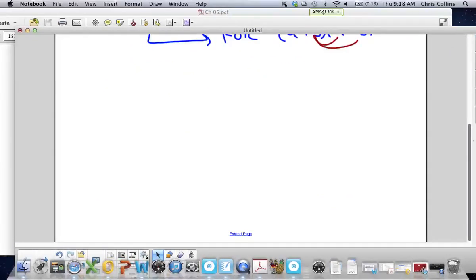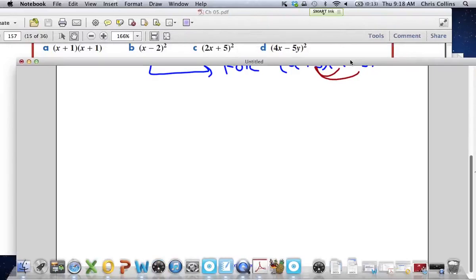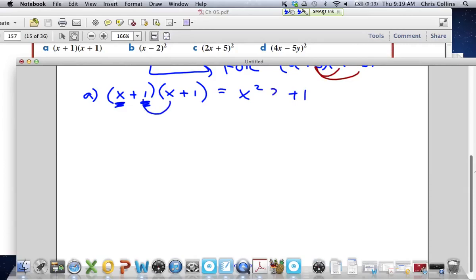Extend the page here. So first one that I have, I'm going to do it by spotting the pattern. A. X plus 1 all squared. They are identical, they've got plus signs between them. So all I need to do is square the first thing, square the second thing. 1 squared is just 1. It's positive 1. Then I think, okay, multiply these two. 1 times x is x. Double that, I get 2x. And it's a positive.